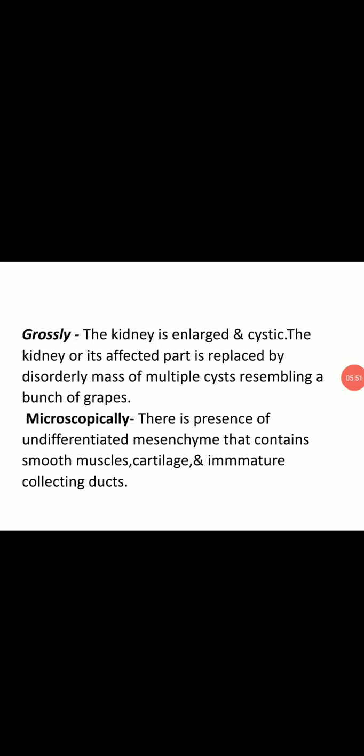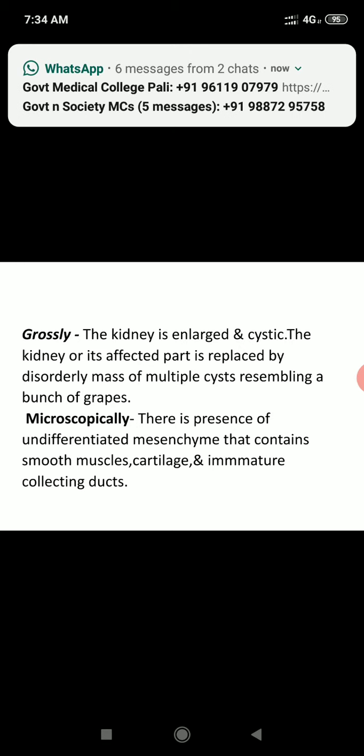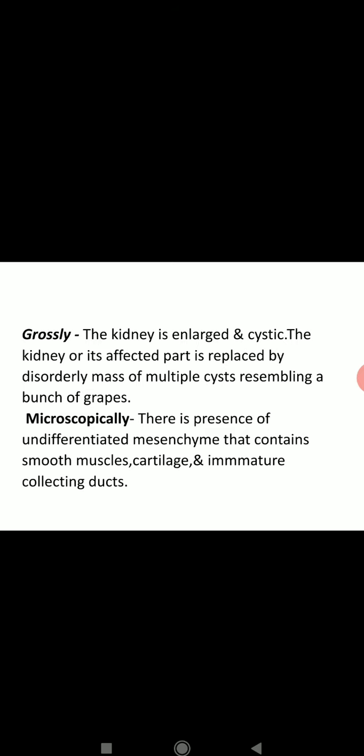Grossly, in multicystic renal dysplasia, the kidney is enlarged and cystic. The kidney or its affected part is replaced by disorderly mass of multiple cysts resembling a bunch of grapes. Microscopically, there is presence of undifferentiated mesenchyme, that is connective tissue, that contains smooth muscle, cartilage, and immature collecting duct.